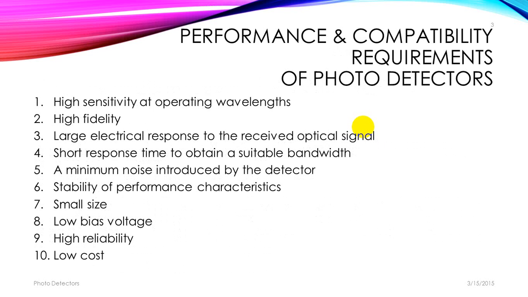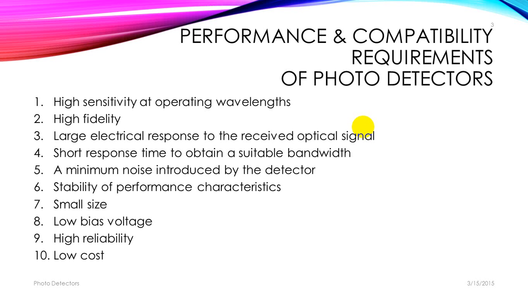Now, the following criteria define the important performance and compatibility requirements for detectors, which are generally similar to the requirements for sources. The first one is high sensitivity at operating wavelengths. The first generation systems have wavelengths between 0.8 and 0.9 micrometer. However, considerable advantage may be gained at the detector from second generation sources with operating wavelengths above 1.1 micrometer, as both fiber attenuation and dispersion are reduced.